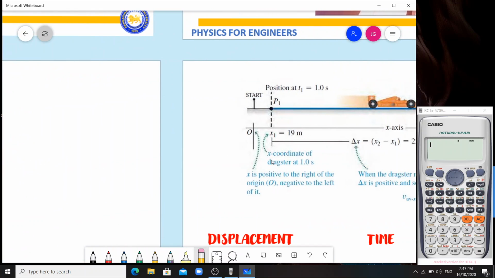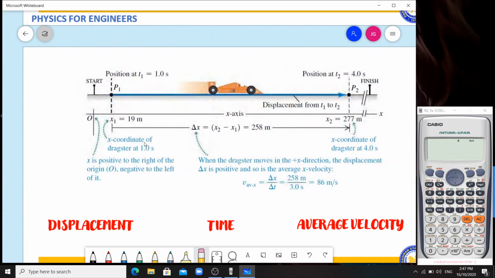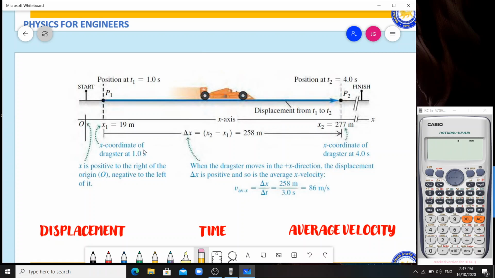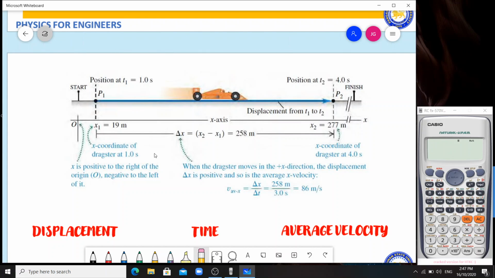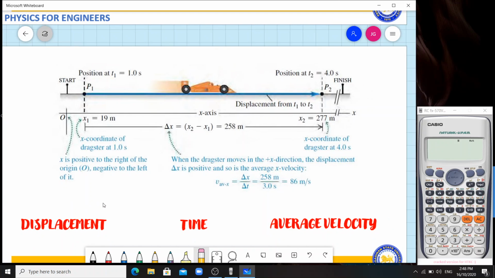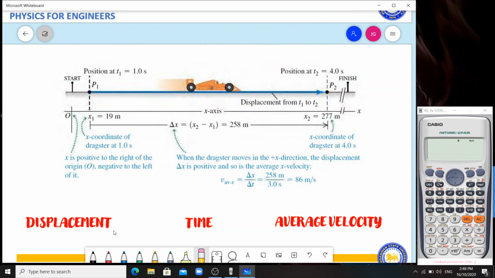Here in kinematics, guys, modeling is important. If you remember, in the previous video we discussed modeling in physics, because you have to plot the worded problem into a model which will be understood clearly. So for example, this is the problem. We have three terms: the displacement, time or time interval, and then the average velocity.